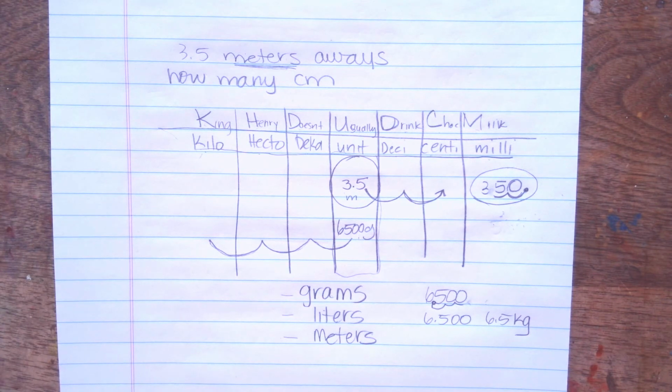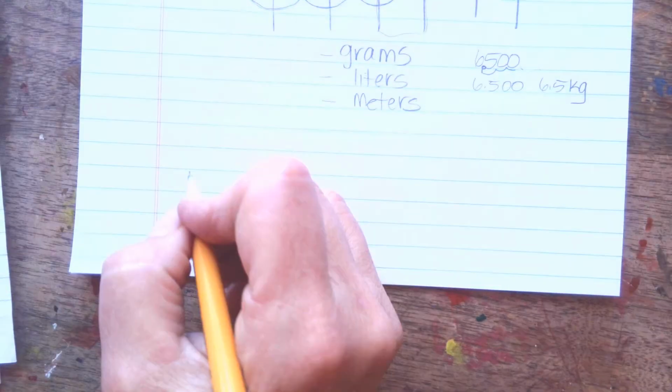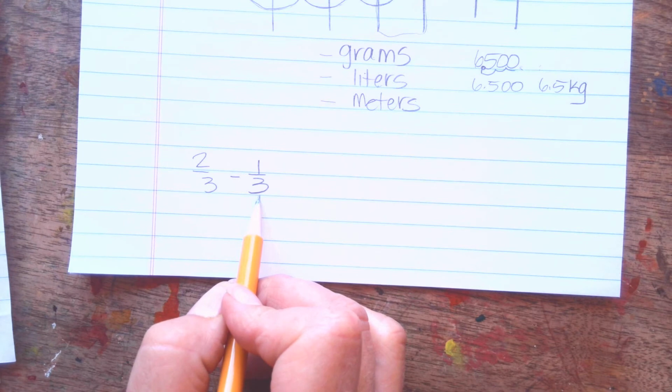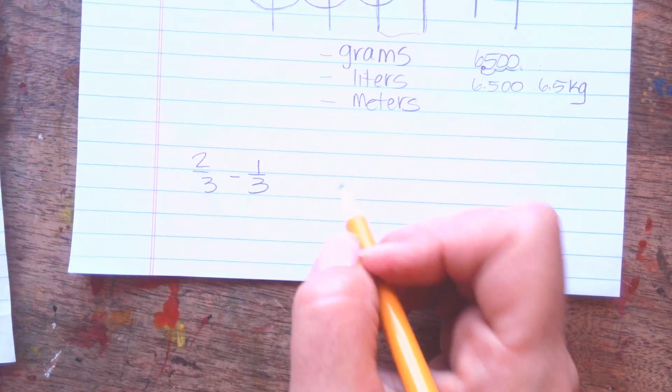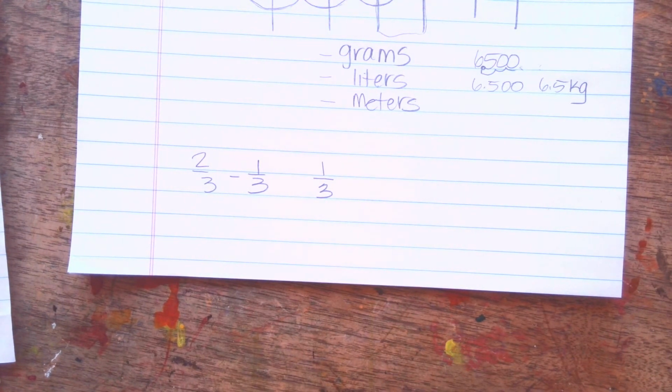Okay. All right. So we're going to go on to number 2. So number 2 is 2/3 minus 1/3. So we have the same denominator. So our first step is to subtract our numerators. 2 minus 1 is 1. And then we rewrite our denominator. Does that make sense to you, honey? Yeah, I already did that. Okay.